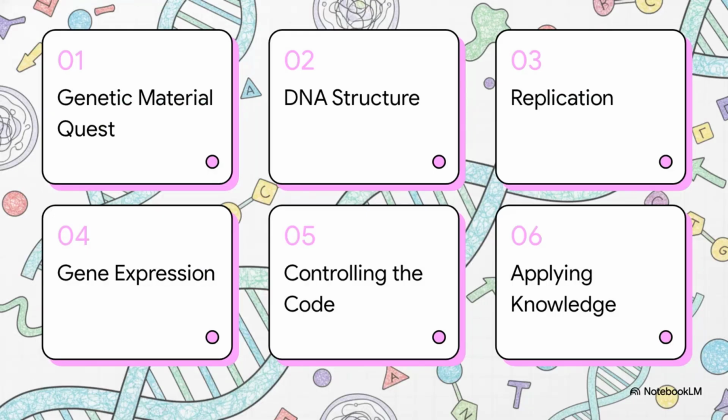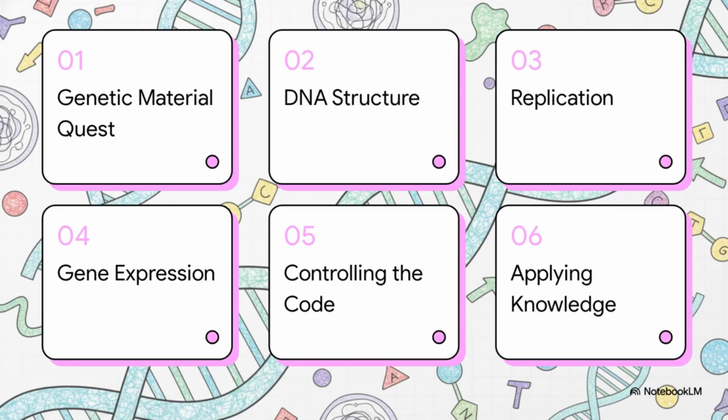So, here's our game plan. First, we'll kick things off with a big quest to find the genetic material. Then, we'll get into what DNA actually looks like and how it's packed. After that, we'll see how it's copied, how it's read to make proteins, and finally, how that code is controlled and used in the real world.